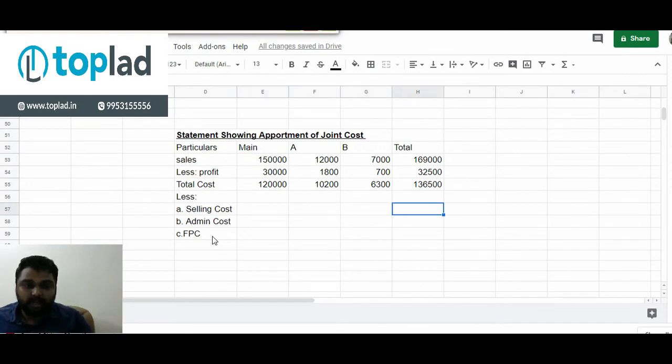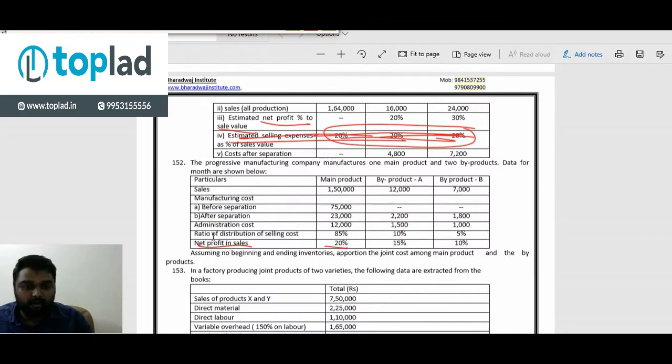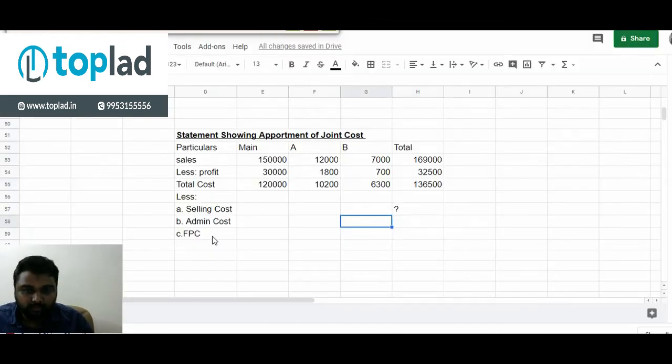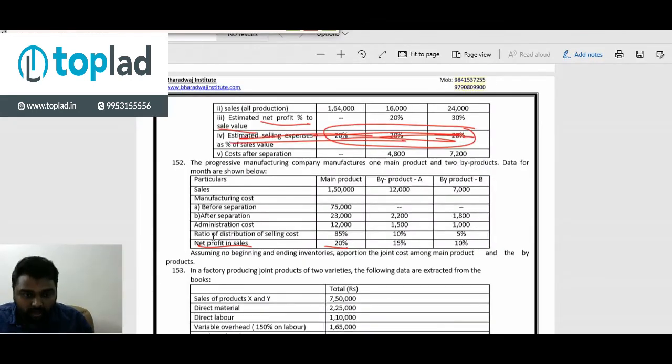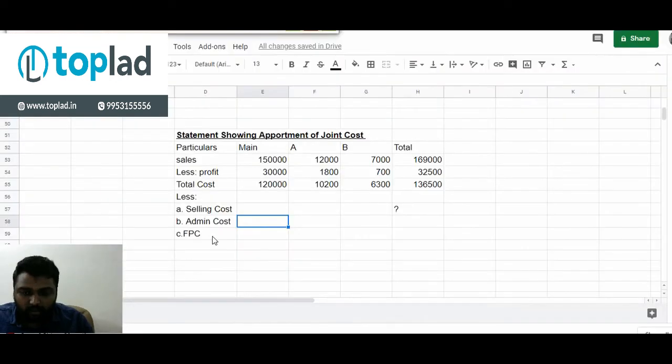Selling cost we don't know, question mark. Admin cost we know. What is admin cost? Admin cost is 12,000.